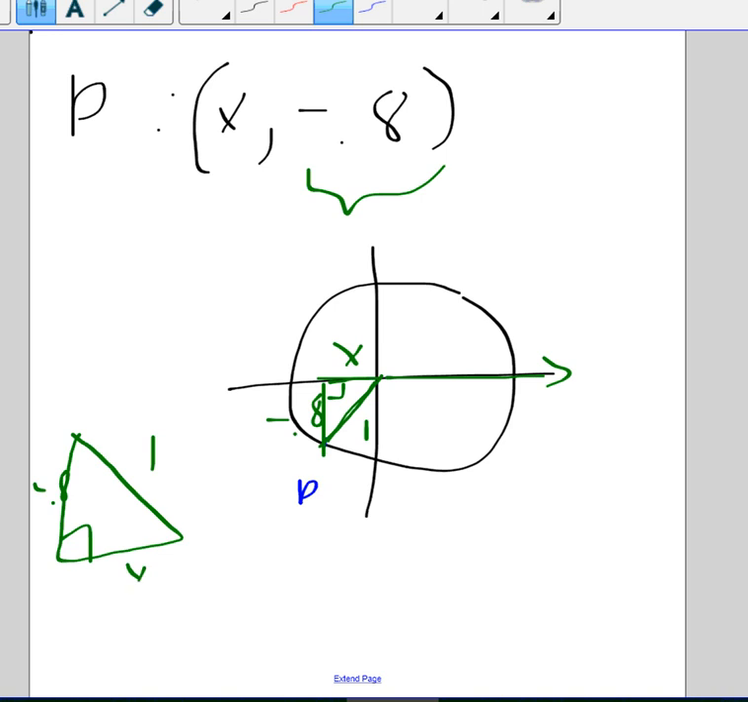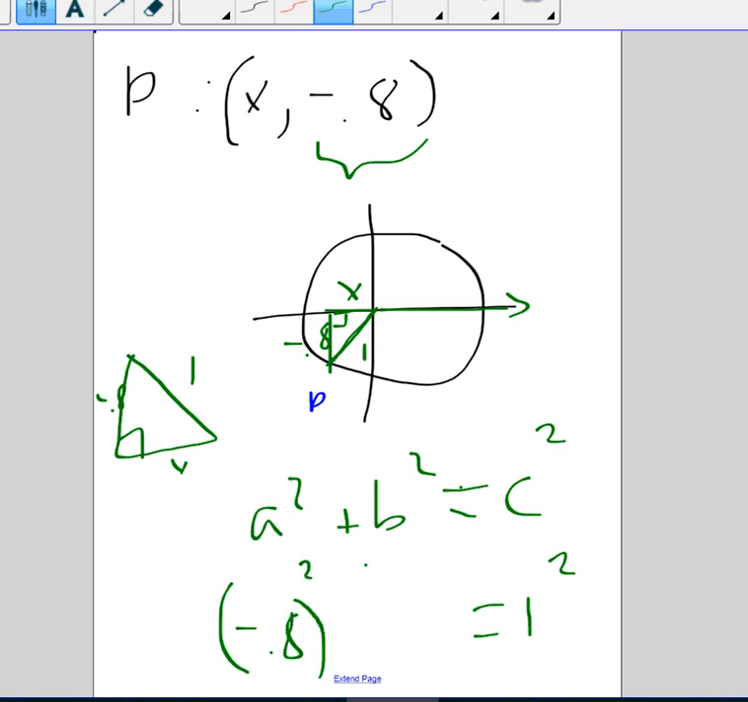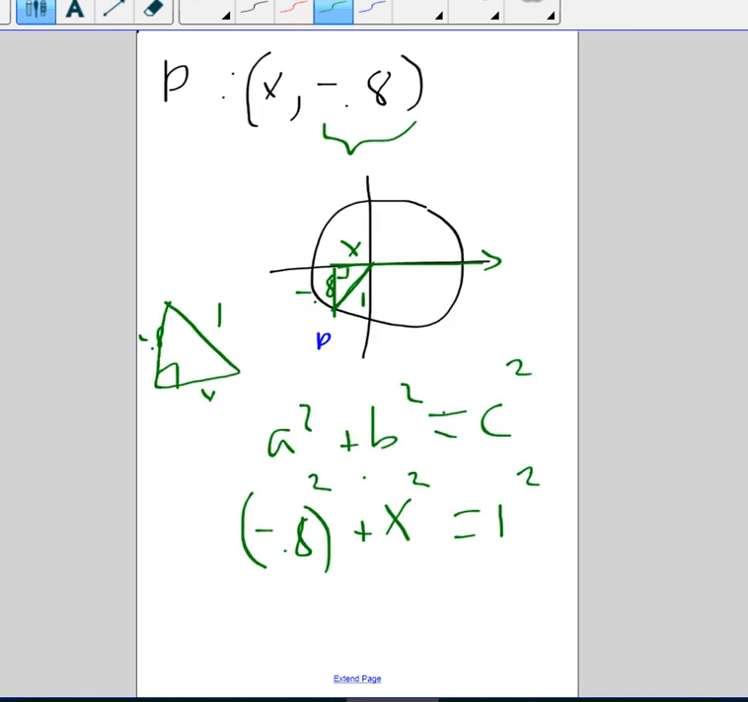What do we use to find the missing side of a right triangle? We use the Pythagorean theorem, a squared plus b squared equals c squared. Remember that you always have to plug the hypotenuse in for c. And then we know that one of these is 0.8 or negative 0.8 squared plus the side that we don't know squared is going to equal 1 squared. So negative 0.8 times negative 0.8 is going to be 0.64 plus x squared equals 1 squared, which is 1.